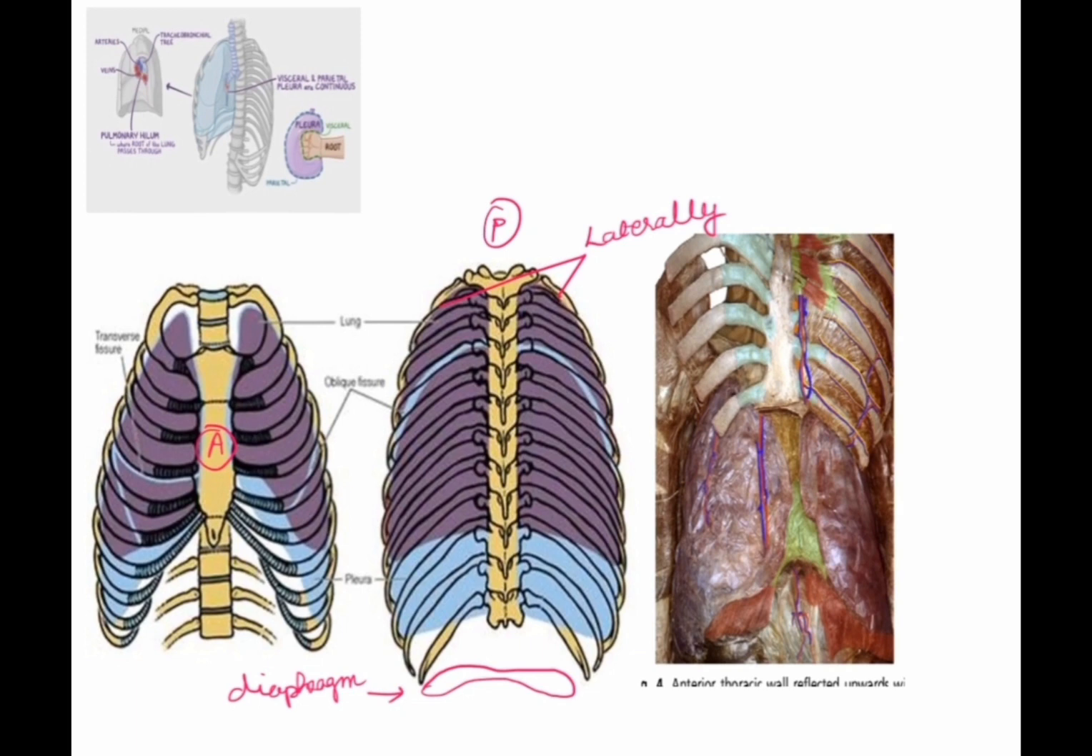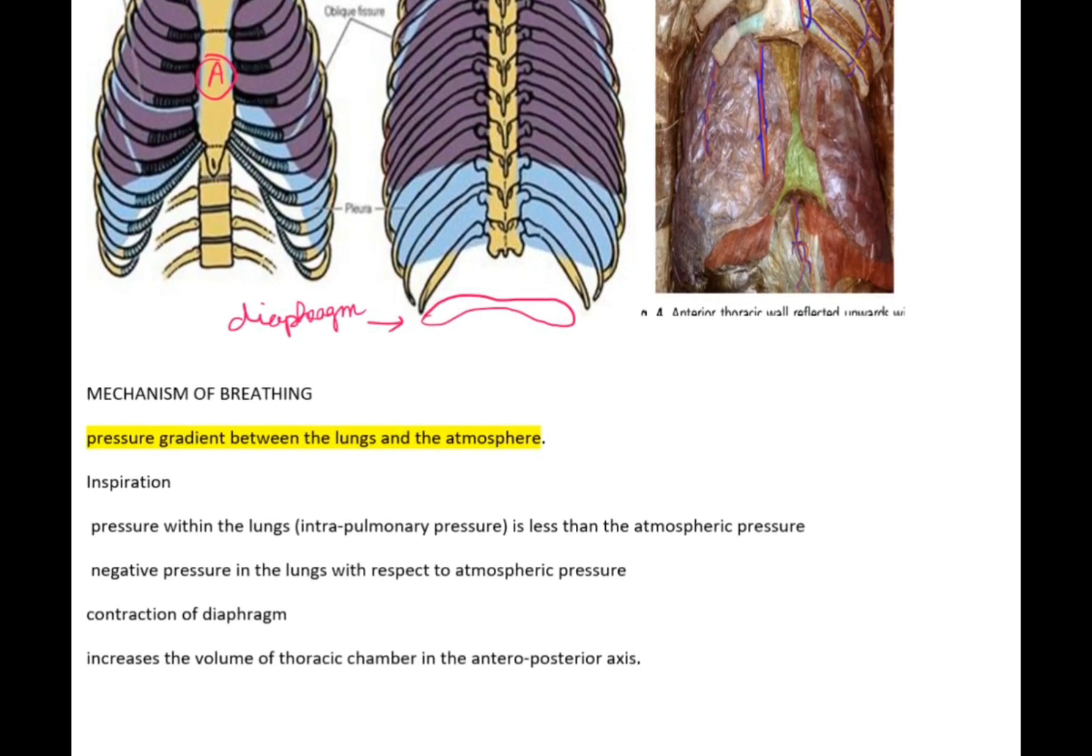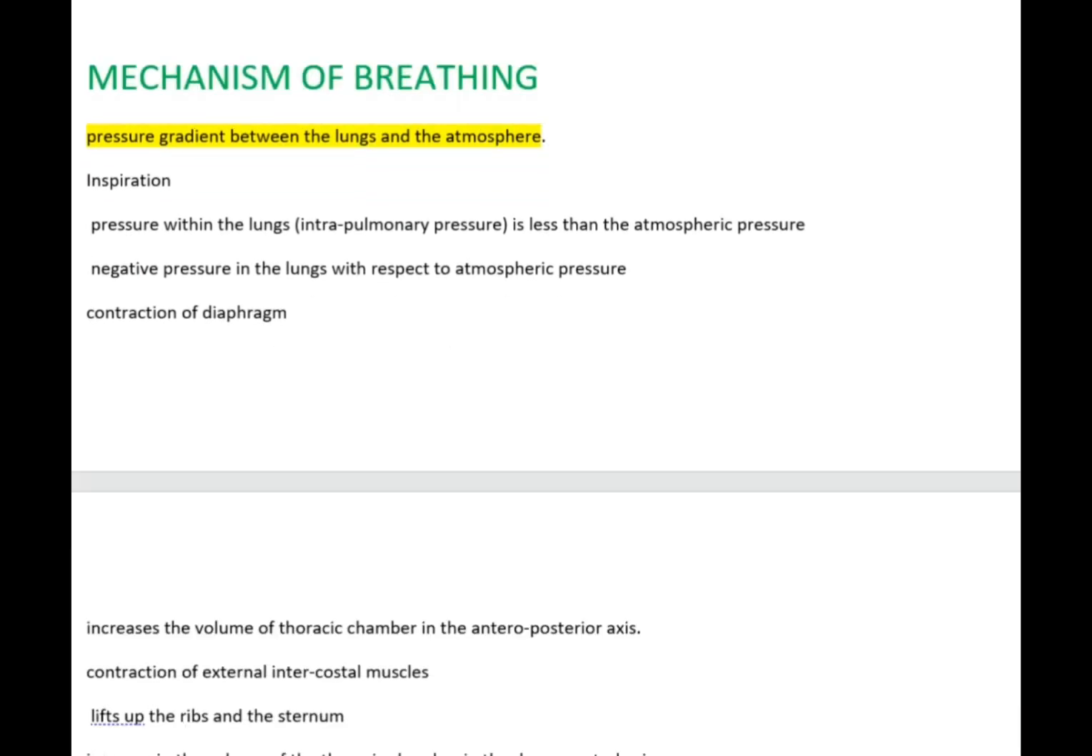So now we have completed the structural organization of the human respiratory system. Now let's move on to the mechanism of breathing and volumes and capacities of the lung. The main principle behind the mechanism of breathing is the pressure gradient that exists between the lungs and the atmosphere. Inspiration occurs only if the pressure within the lungs, the intrapulmonary pressure, is less than the atmospheric pressure. This means there is a negative pressure in the lungs with respect to the atmospheric pressure. Expiration occurs only when the intrapulmonary pressure is greater than the atmospheric pressure, so there is a positive intrapulmonary pressure with respect to the atmospheric pressure.